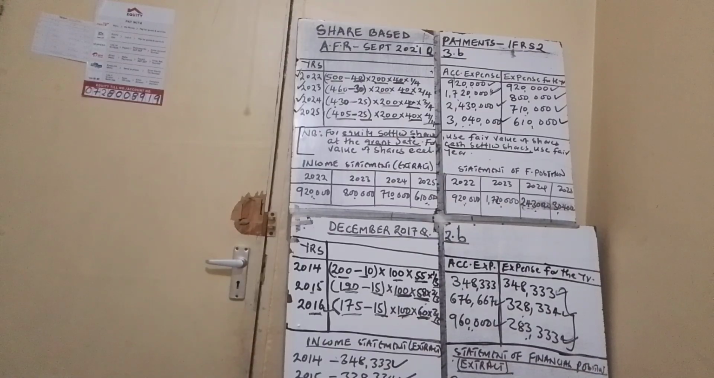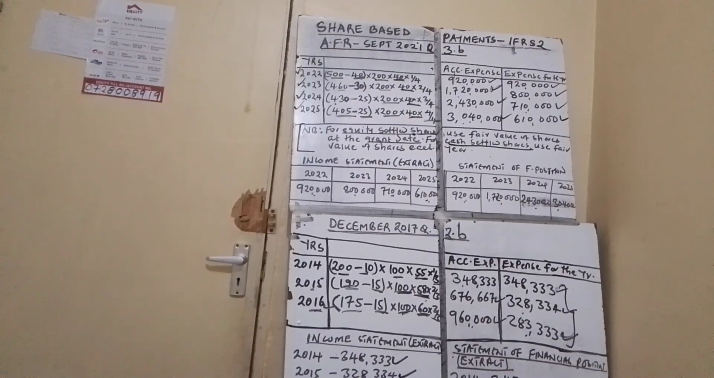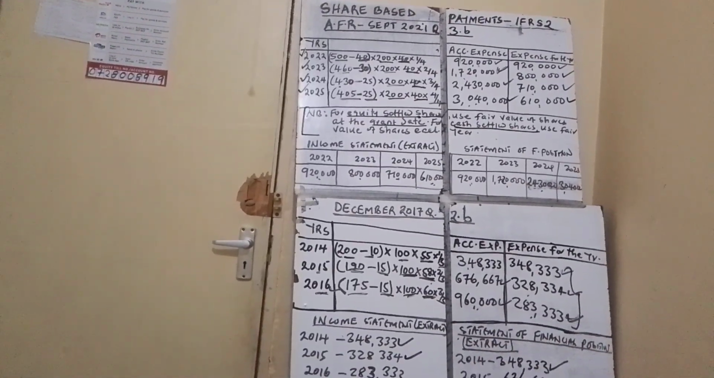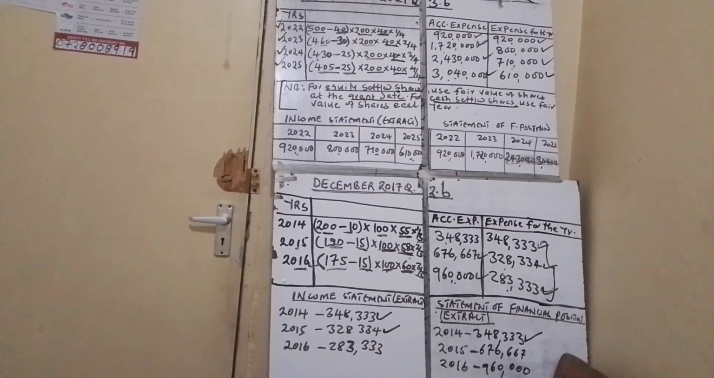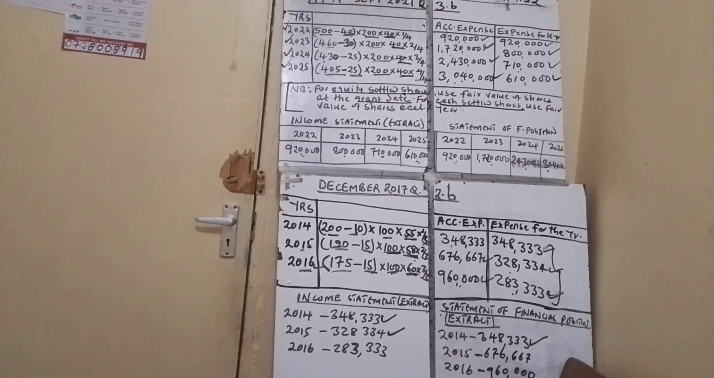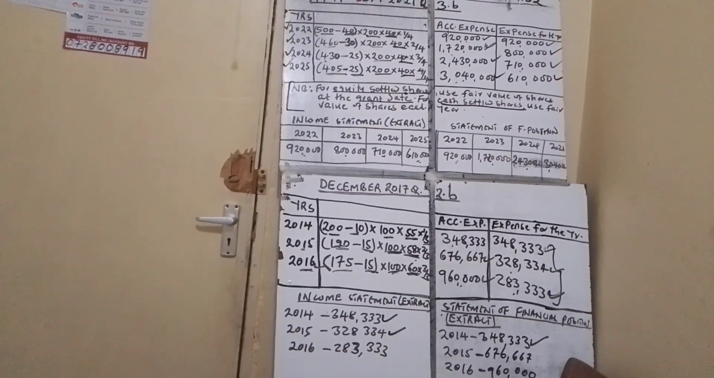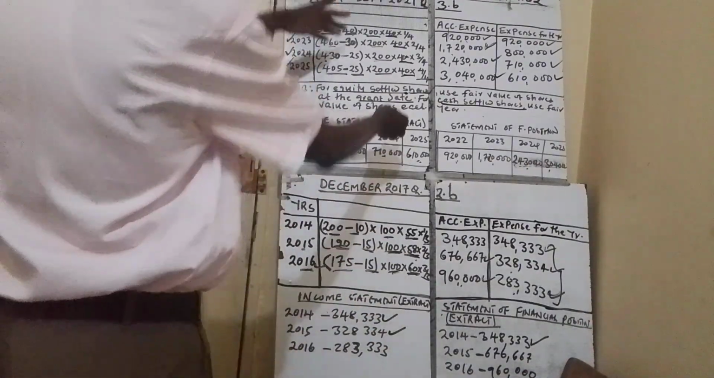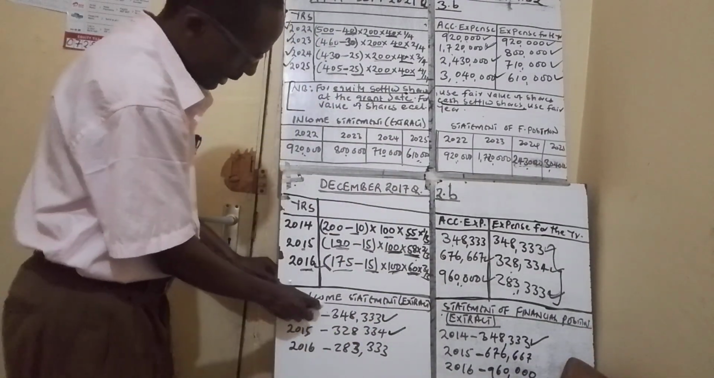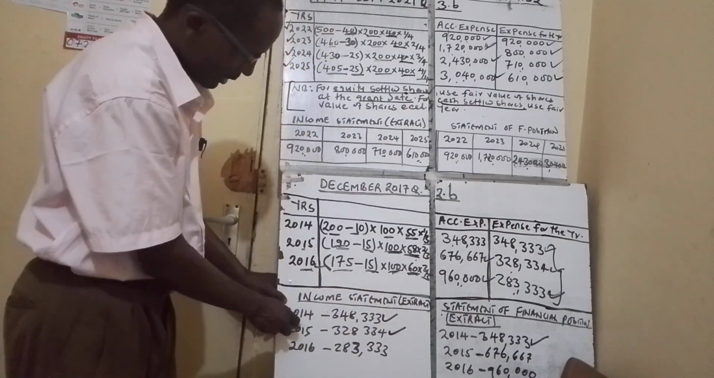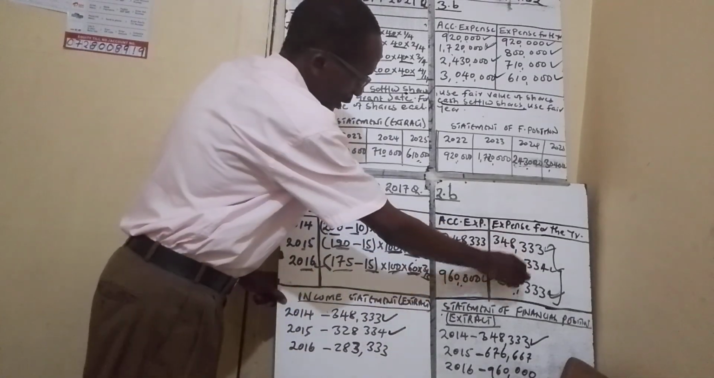I don't know whether what I explained there... the extracts. Let me try to show you what I'm trying to say. Are those ones legible? They should be. However, if you have understood the first one here, the second is simple. Income statement extract, we are saying, you just use these numbers there.